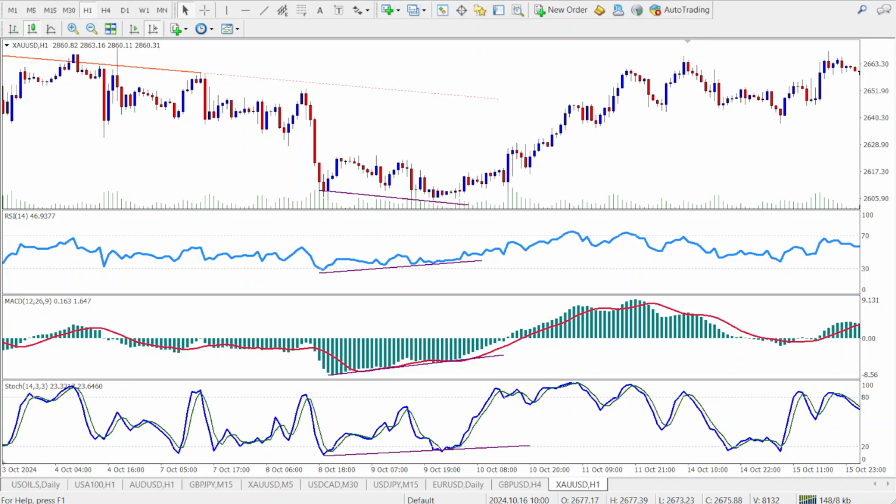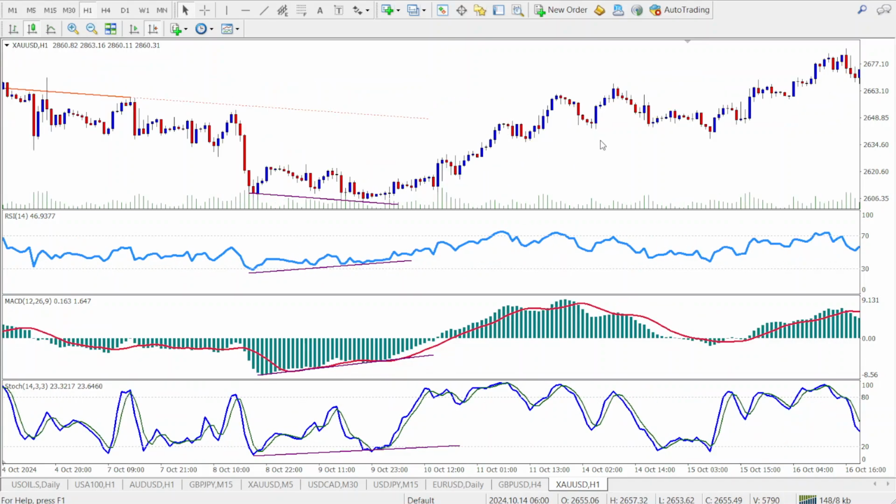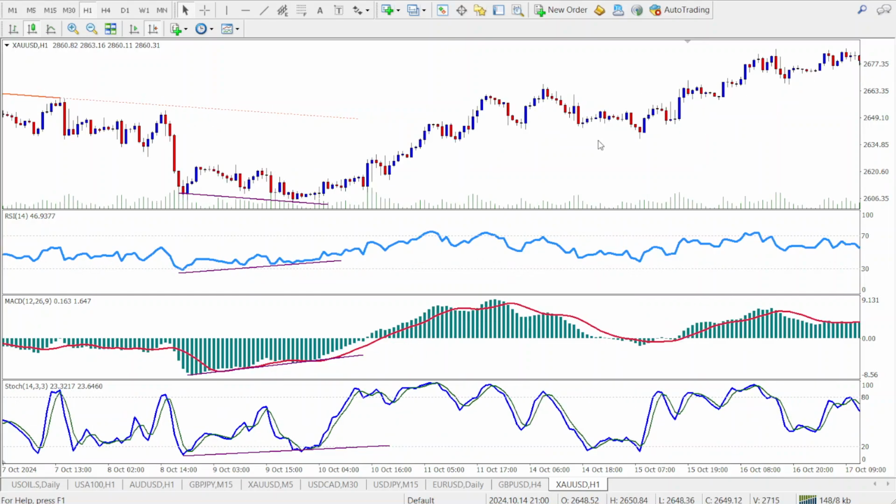Now, the second kind of divergence that we have is the hidden divergence. The hidden divergence suggests trend continuation. It happens when price forms higher lows while the indicator forms lower lows. For example, see what's happened here. Higher lows, indicator forms lower lows. You can see that lower lows. Now, this is a bullish hidden divergence.